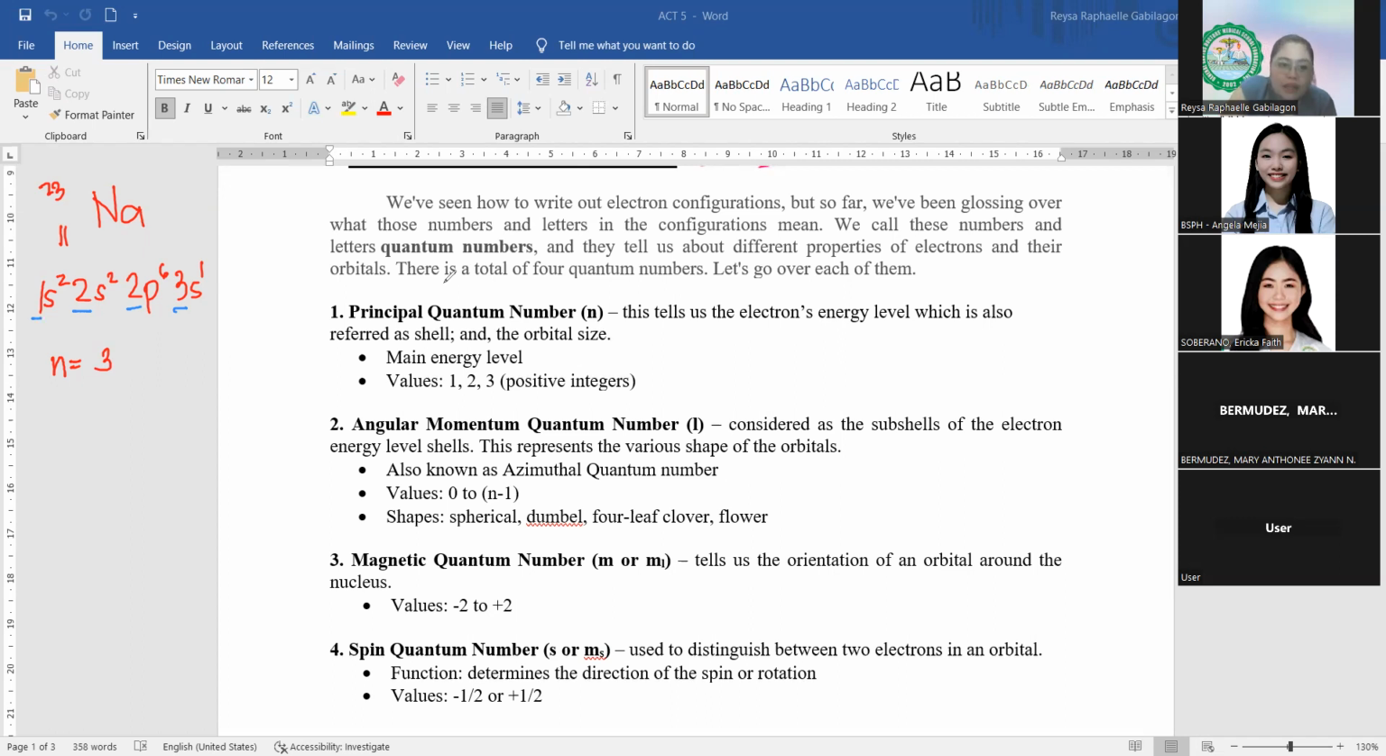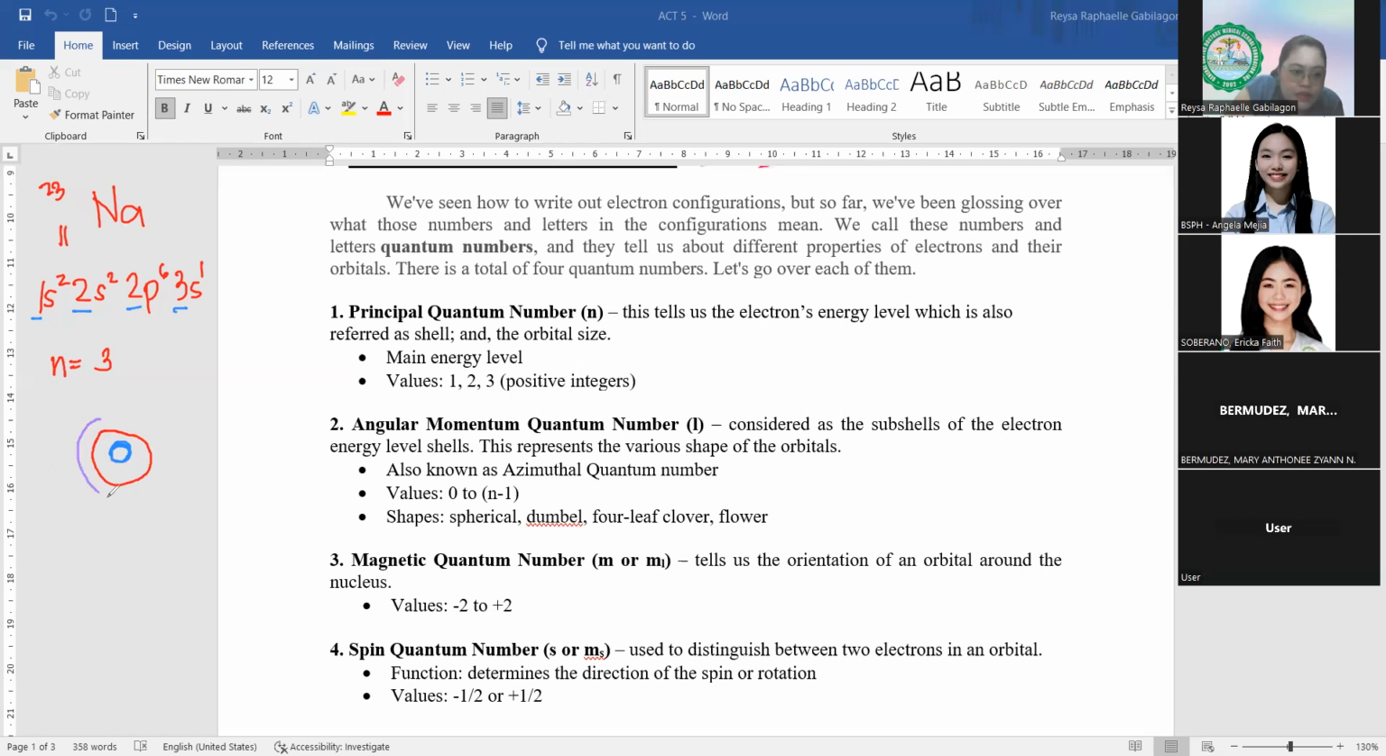So, it doesn't matter if nasa huli siya or nasa gitna, as long as yan yung pinakamalaking number dyan, that will be the principal quantum number. Now, this one represents again the energy level, meaning yung energy level na na-occupy ni sodium is 3. Okay? So, if this is the nucleus where we see the protons and the neutrons, yung mga electrons ni sodium is hanggang tatlong energy level.